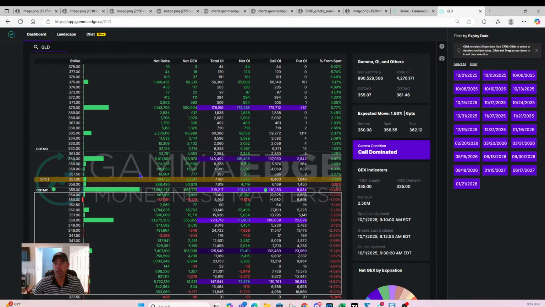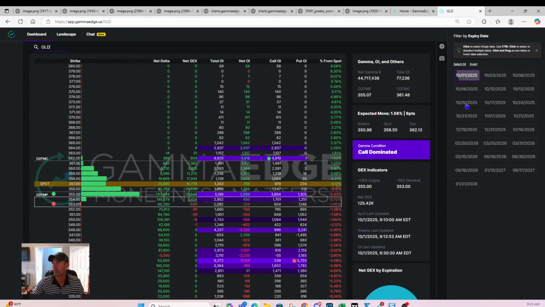Call dominated above and below spot price. Spot price slightly above the larger transition area, COTMP, or PGEX, COI, 355. So 360 to the upside would be the likely area if we could move up, but we're also above PGEX and COI. So price appreciation probably not significantly to the upside. And then this expiry, this Friday, again, COI is at 362, PGEX 355. So again, 360 to the upside. Expected move is 6 points. So that'd be the most upside I'd be looking for on GLD.